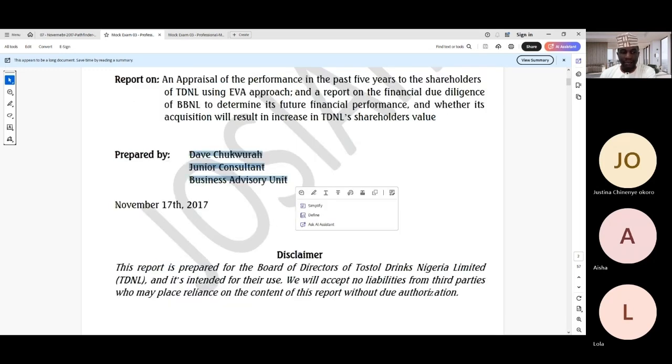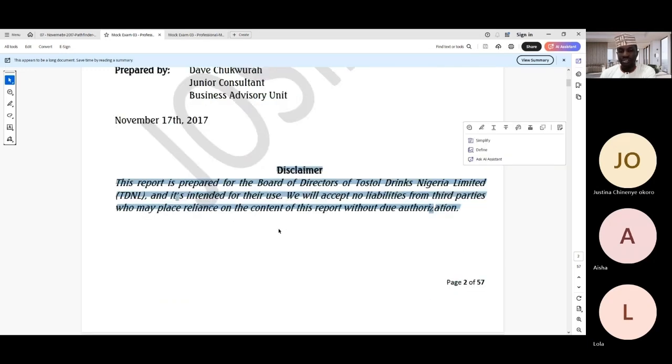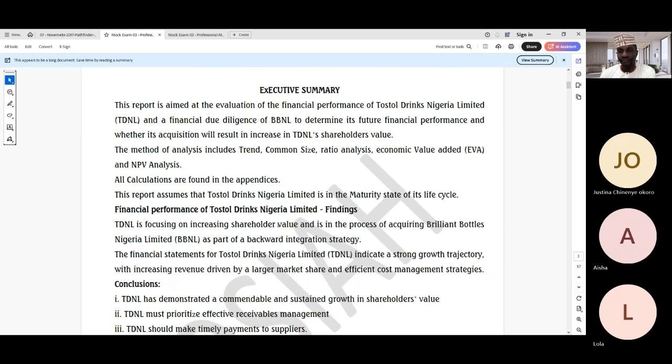And don't forget, external reports must have disclaimers. Very important. Internal reports don't need disclaimers, but external reports need a disclaimer. You'll be marked down if you don't write a disclaimer for an external report. Very important. So the disclaimer just speaks to the fact that this report is only for the board of directors of TDNL and no other person. Anybody that uses it is on his own. That's what the disclaimer speaks to.